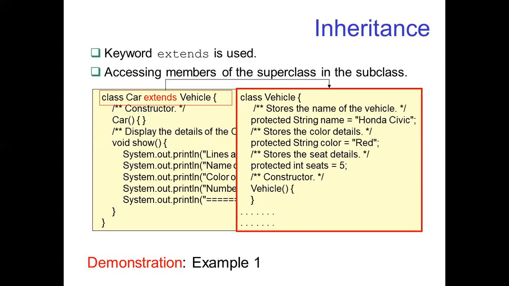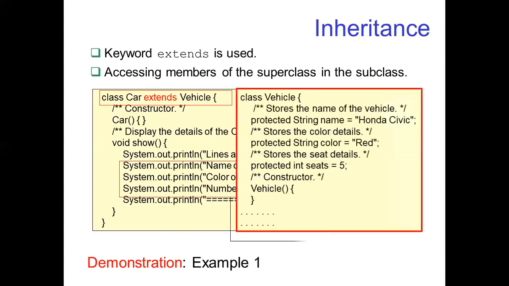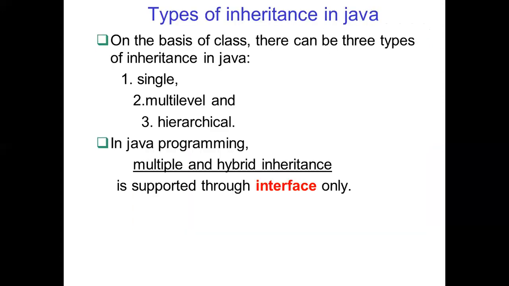Getting this? Car is the subclass, Vehicle is the superclass. See, class is a keyword, Car is the subclass name, then the extends keyword, then the superclass name. This is what happens: System.out prints the name, color, and number of seats, so it gets them from the superclass.